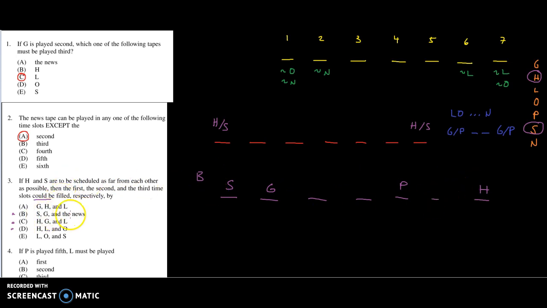We have S, G, and then the third slot is supposed to be the N, according to B. So the first 3 slots, S, then G, then N. Well, this is going to be a problem, because if we have N in the third slot, we have to have O and L behind it, which we cannot do because we filled that up with S and G. So that is clearly a contradiction. That is impossible. We can't do that.